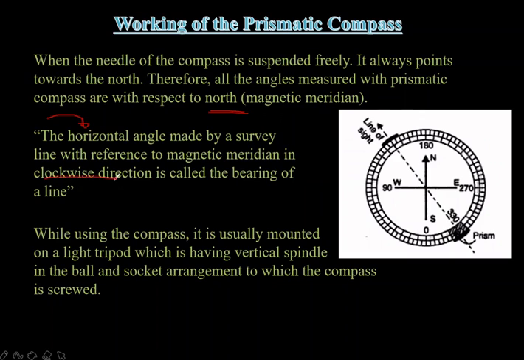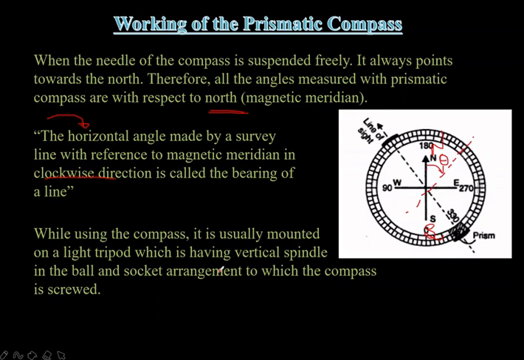So they are telling the clockwise angle. If this is the line of sight, then it is measured with respect to the north. If I consider the north and south as the magnetic meridian, then the clockwise angle here is called the bearing of the line.